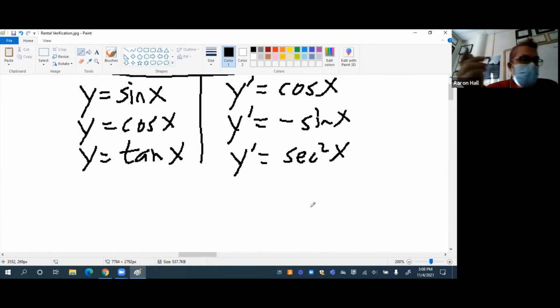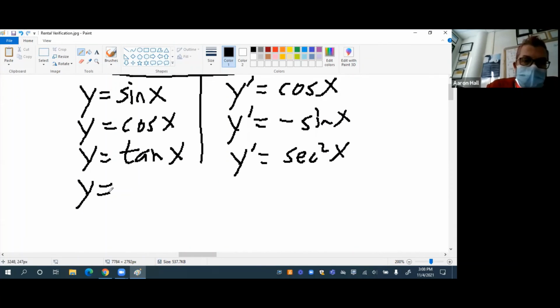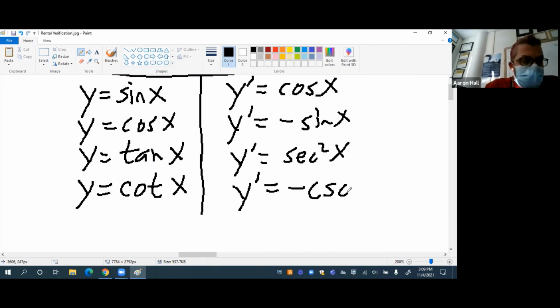You need to have these memorized. Okay, what if we use the reciprocal properties? You have to have these memorized too. How many new flashcards did I say today? 6. So we have 3 more. So we're going to do the reciprocal of all of these. What's the reciprocal of tangent of x? Cotangent of x. The derivative is negative cosecant squared of x.